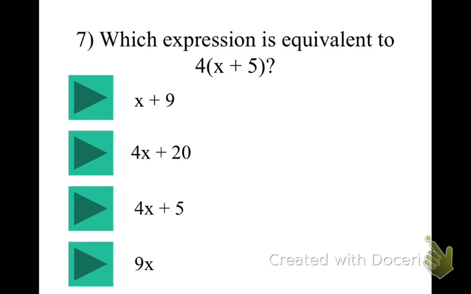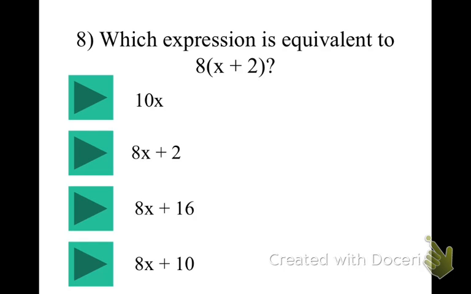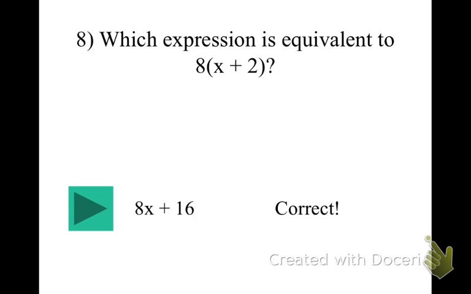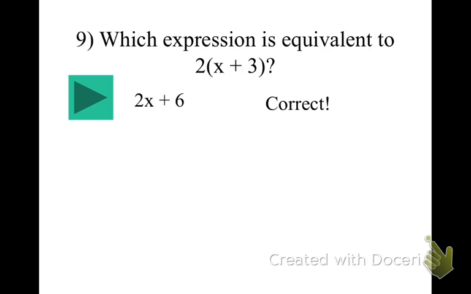Try this one and write an equivalent expression. 4 times x plus 4 times 5, 4x plus 20. Which expression is equivalent to 8 times the quantity x plus 2? Again, we're distributing 8. 8 times x and 8 times 2. These are pretty easy, I think. How about this one? 2 times the quantity x plus 3. You got it right.